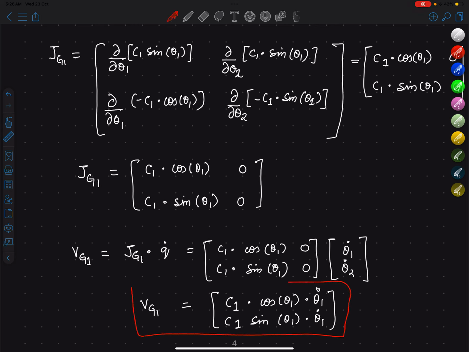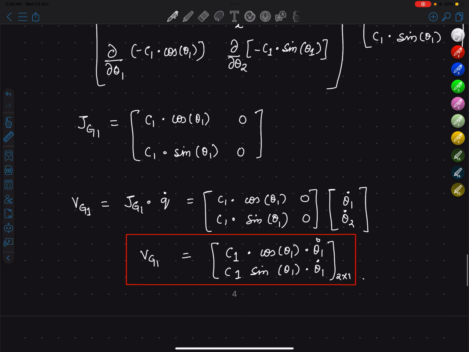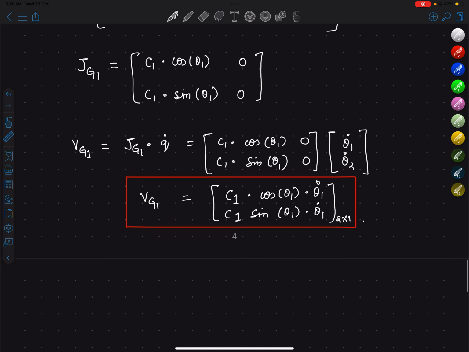You can see it is not dependent upon theta 2 dot at all, which is logical because it's only on link 1, and its position changes only when theta 1 changes. So this is the velocity. This is a 2 cross 1 vector, and you can see it is not dependent on theta 2 dot at all. So this is the velocity of g1.